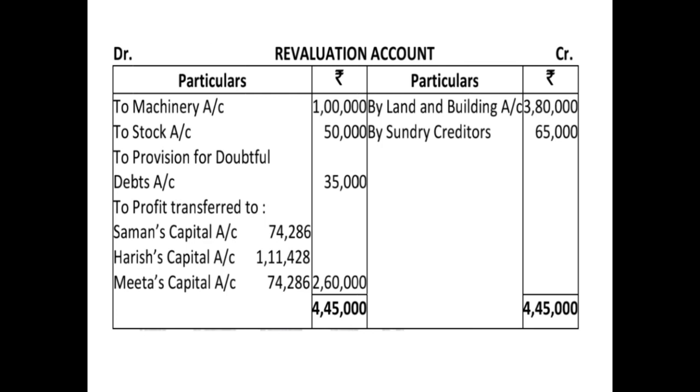We found out that the credit side is greater than the debit side, therefore there is a profit of 2,60,000. So in case of retirement of a partner, the revaluation profit or loss is distributed among all the partners in the old ratio. So we have distributed 2,60,000 in the old ratio among Saman, Harish and Meeta's capital. So Saman has got 74,286, Harish has got 1,11,428 and Meeta has got 74,286. So the total of the revaluation account comes to 4,45,000 on each side.